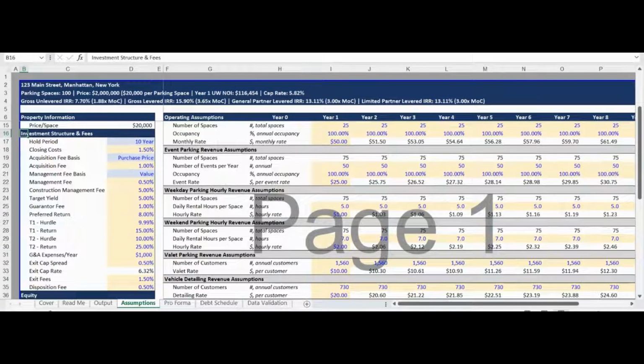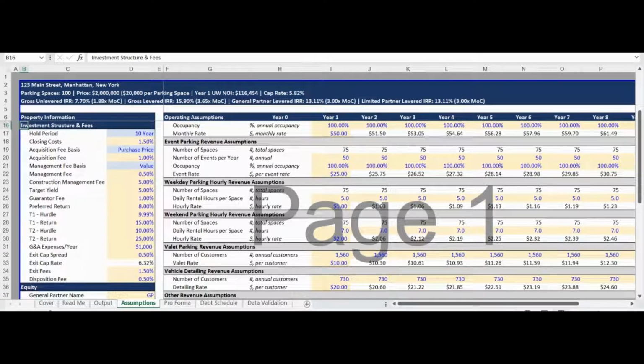This section has general investment inputs including the holding period, closing costs on acquisition and disposition, as well as investment level annual general and administrative expenses. This section also includes all of the fee calculations for acquisition fees, investment management fees, construction management fees, the target annual yield for investors, as well as the hurdles and promotes for the waterfall model calculation. Exit assumptions are also in this section, including the very important assumption for exit cap rate spread.